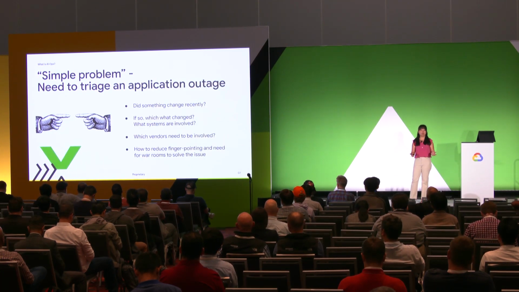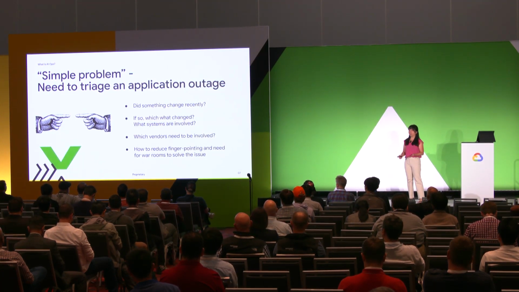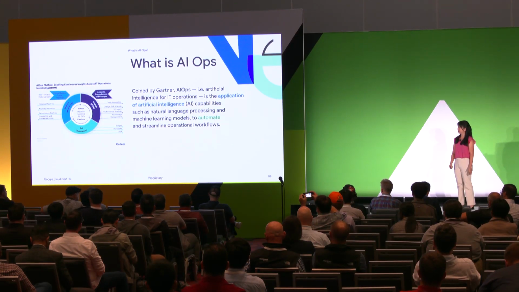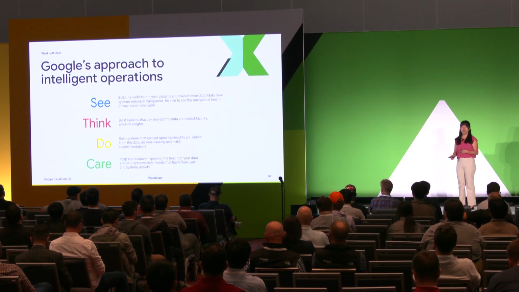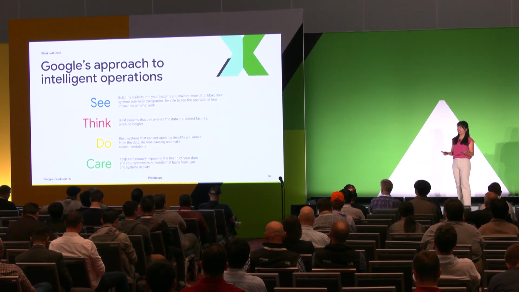So let's first start with a problem that I think everyone in this room should be familiar with, where you have an outage and you have to figure out what went wrong. Did something change recently? What's the root cause of this problem? There's a lot of finger pointing and war rooms trying to solve this issue. And so that brings us to AIOps, which is a term coined by Gartner that refers to the application of artificial intelligence to automate processes and discover problems so that outages and issues that we just discussed can be prevented in the future.